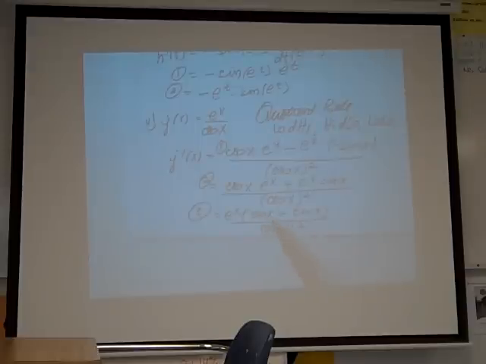Do not, repeat, do not cancel out the cosine of x up here with a cosine of x down here. That cosine and sine are connected to one another, so they're not going to cancel out unless you can get rid of both of them.